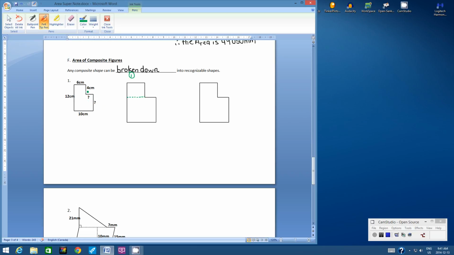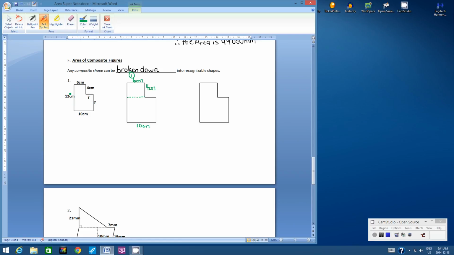The thing that makes this one challenging is that there are some missing measurements. Let's look at this long part down here. We know that this is going to be 10. This side we don't know, and this side we don't know. This we know is 4 centimeters. This top we know is 6 centimeters.